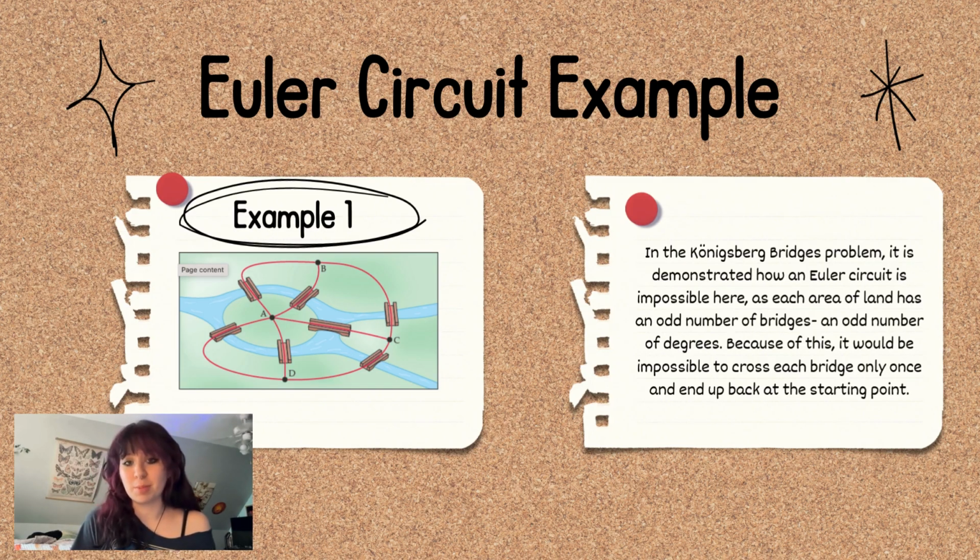Königsberg Bridges problem. Euler used it to explain an Euler circuit, which in this case is a path that crosses each bridge exactly once, and then returns to the starting point. In the example behind me, each area has an odd number of bridges, so it's impossible to do this. To have an Euler circuit, each land area must have an even number of bridges, as each vertex must have an even number of edges.